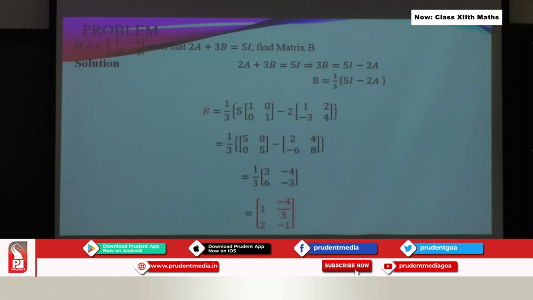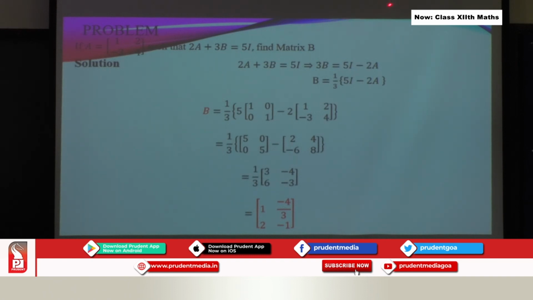The next problem: I have A equal to the matrix given here, such that 2A plus 3B equals 5I, find matrix B. Now over here I have matrix A given. I need to find matrix B, but here I have I. What does it mean? What matrix must I take over here? This I signifies the identity matrix.